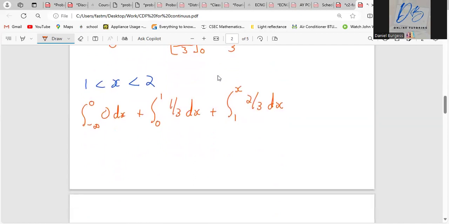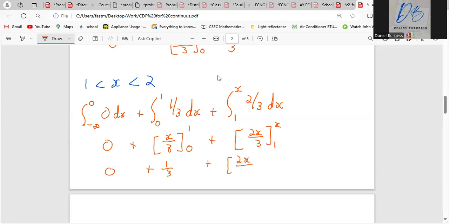Then for the second piece now, the integral of 0 is 0. The integral of this here will be x on 3 between 1 and 0, plus this will be 2x on 3 between 1 and x. So it'll be 0 plus, when you plug 1 into this, you'll get a third. So it just stays as a third, because when you plug in 0, you get 0. And this will be plus 2x on 3 minus 2 on 3. It's always the top plugged in minus the bottom plugged in.